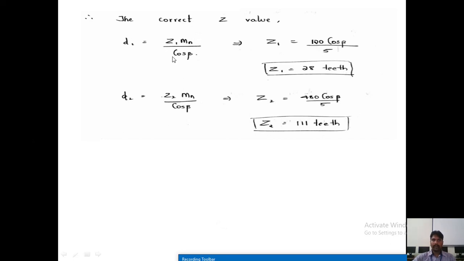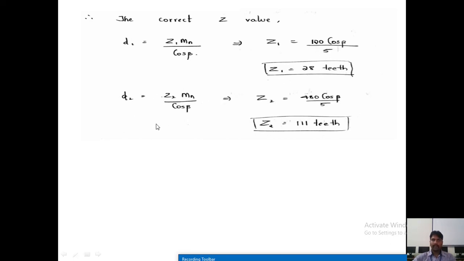So this is the problem where diameter is known. Once we calculate the module, we need to calculate the corrected value of Z, because Z1 and Z2 we assumed. So we calculate by using this equation. Earlier we know that D is equal to simply M into Z. Due to the helix angle, D is given by M into Z by cos beta, that is Mn into Z1 by cos beta. So Z1 will become D1 cos beta by Mn. D1 is known, beta is known, and Mn is known. So Z1 will become 28 teeth.